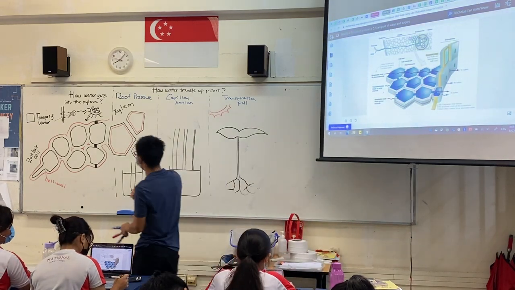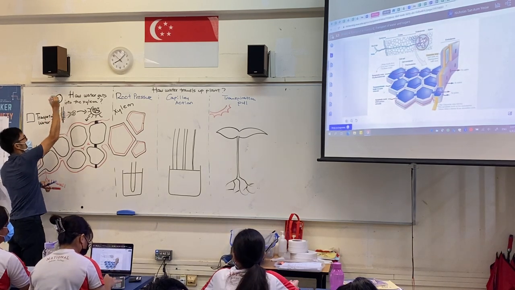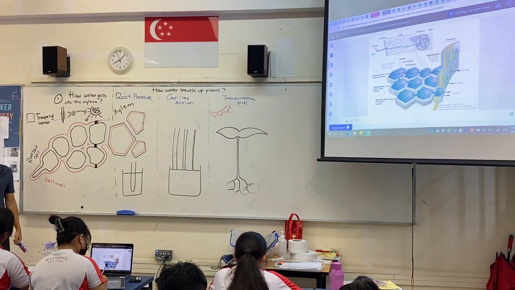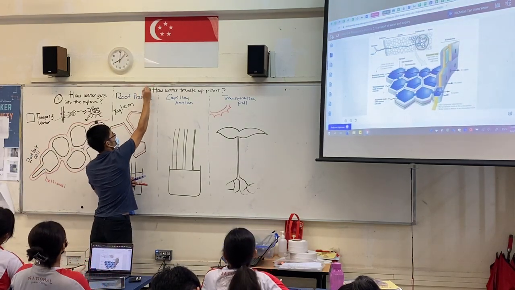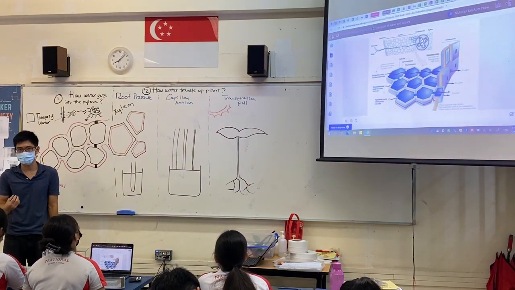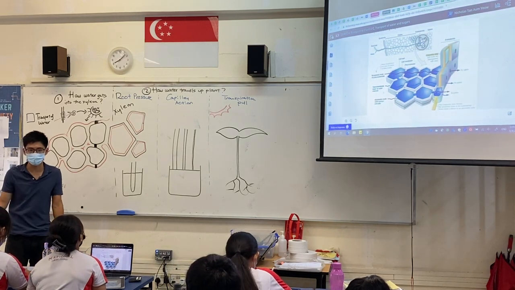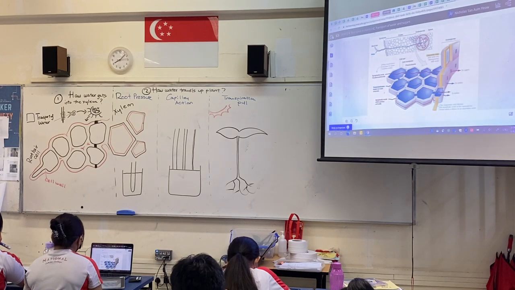Right. So broadly today, we're going to cover a few things. Number one, how does water get into the xylem from the roots? Number two, how does water travel up the plant? Because that's the important bit. That's the part that we are trying to wrap our heads around. How is it possible a tree can get water from its roots all the way to the very top, the leaves? Okay, let's begin with number one.